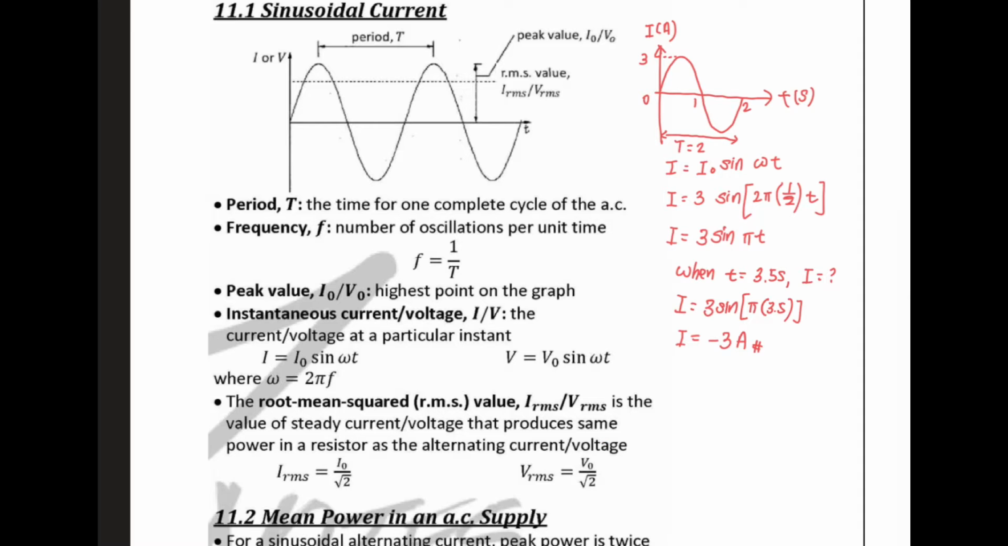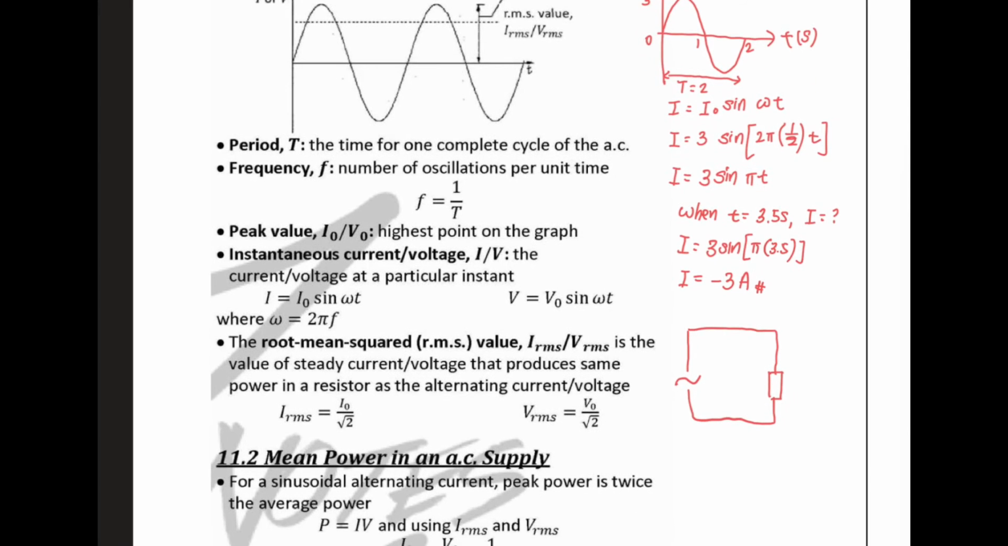That means, let's say for example, if you are using alternating current and you pass it through an electrical device, and after that, let's say the power is P. The power is P.